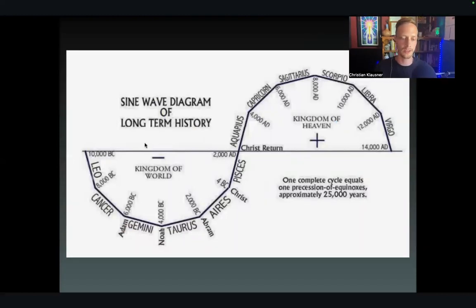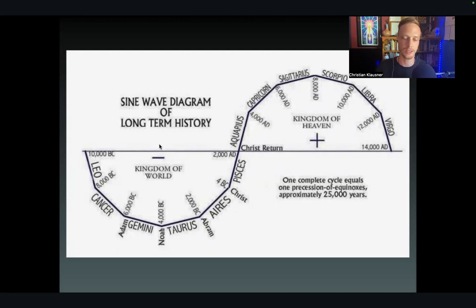So here's the sine wave. This is a long-term history. These signs correspond to long cycles. Yes, thousands of years. And we can trace back in these cycles, we can see that, like, during the age of the ram, they were actually worshiping a ram. And in the age of the bull, they were worshiping the bull. It's very interesting. And then in these ages, like, for example, in the age of the bull, you'll often see the scorpion hidden within the symbolism of the bull.